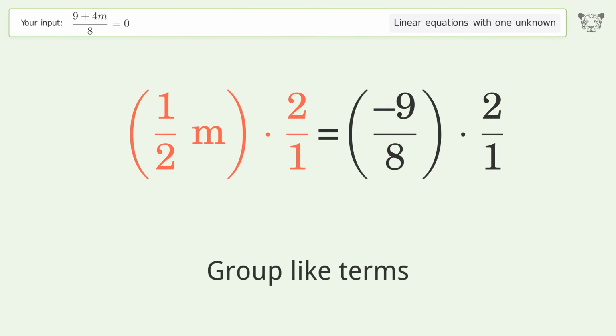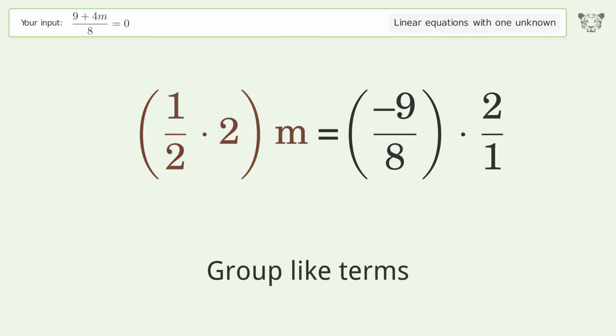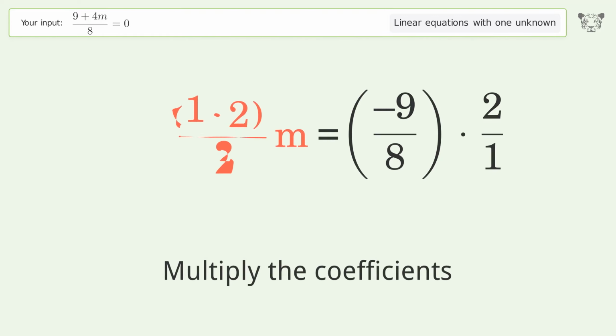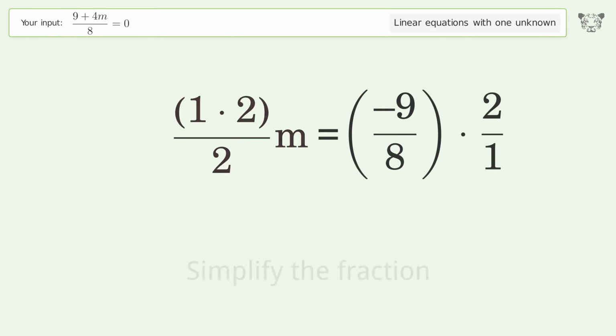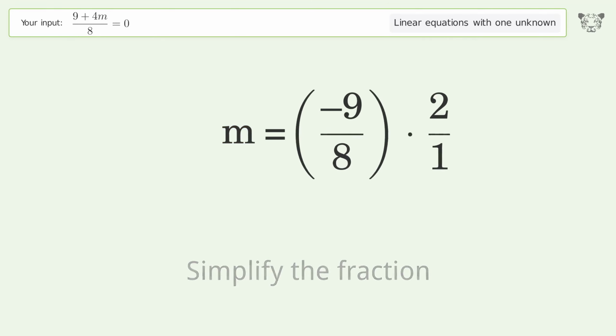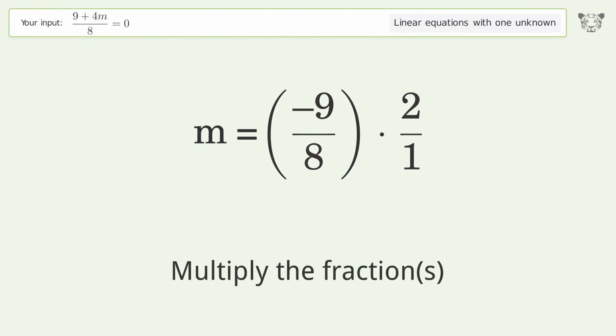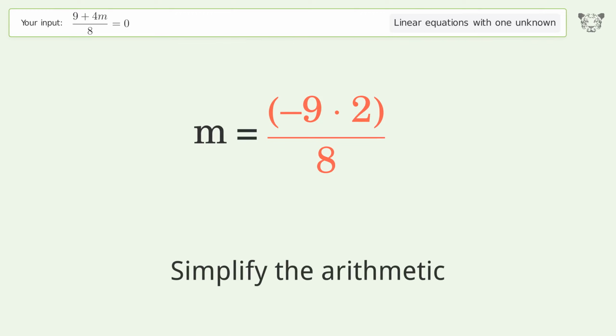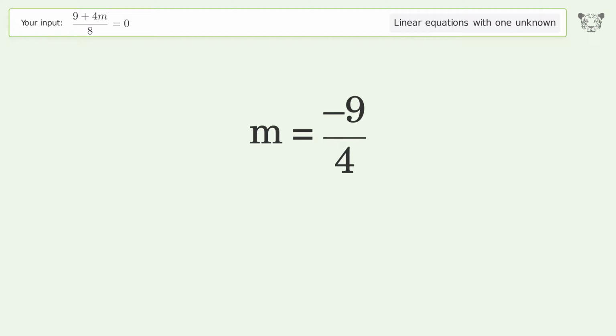Group like terms. Multiply the coefficients. Simplify the fraction. Multiply the fractions. Simplify the arithmetic. And so the final result is m equals -9/4.